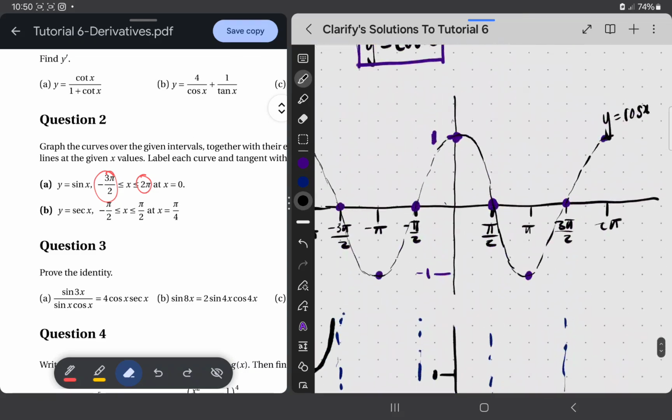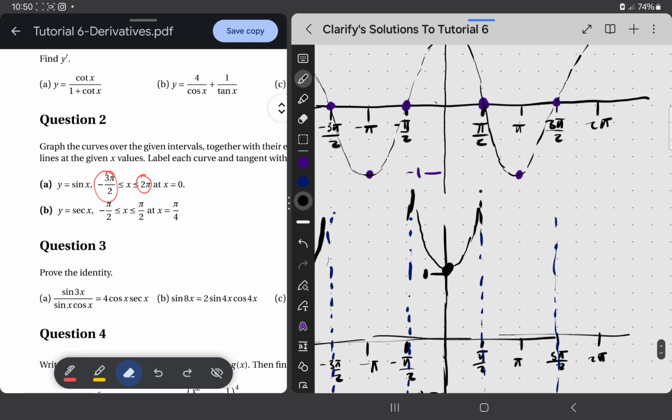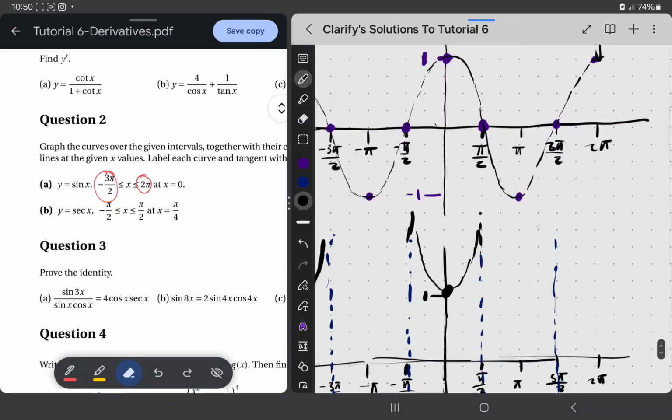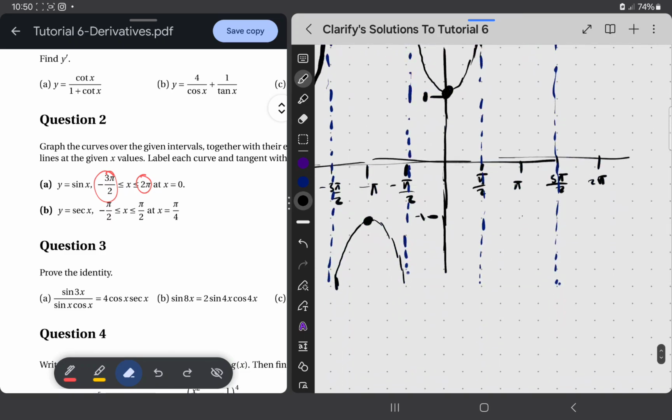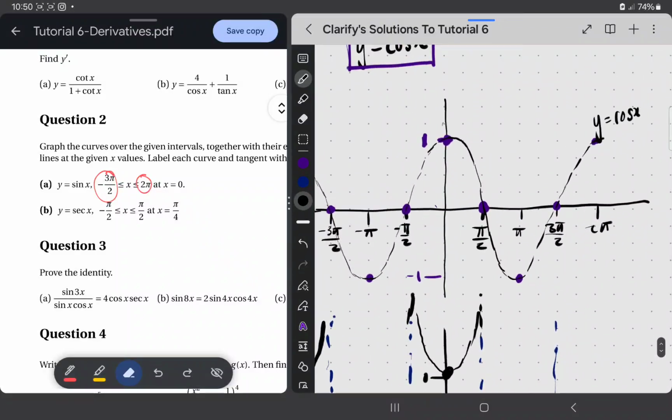Then again, where do we go? We go to 1. So we'll be at 1 here. It's facing down, so we make it face up. Okay, so now we have here at -1, it's facing up. So we go to -1 and we make it face down. Then up to 2 pi, it's just a curve like this.